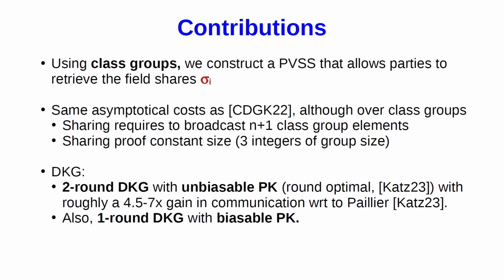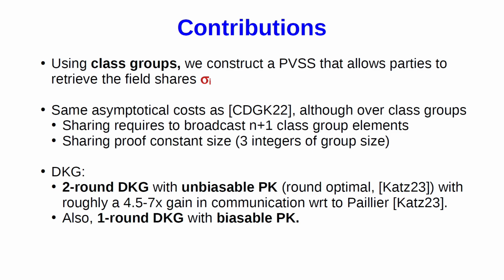From there, we can construct distributed key generation protocols. We can construct a 2-round protocol that allows to get an unbiasable public key. And this is round optimal. This is proved by Katz in an upcoming work in Crypto 24. And we get a gain of around 5 to 7 times what can be obtained from Paillier, which is the construction that is suggested in Katz.